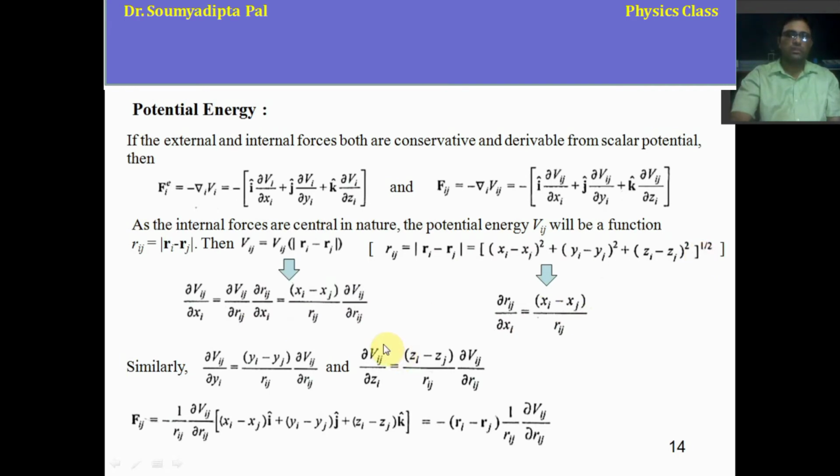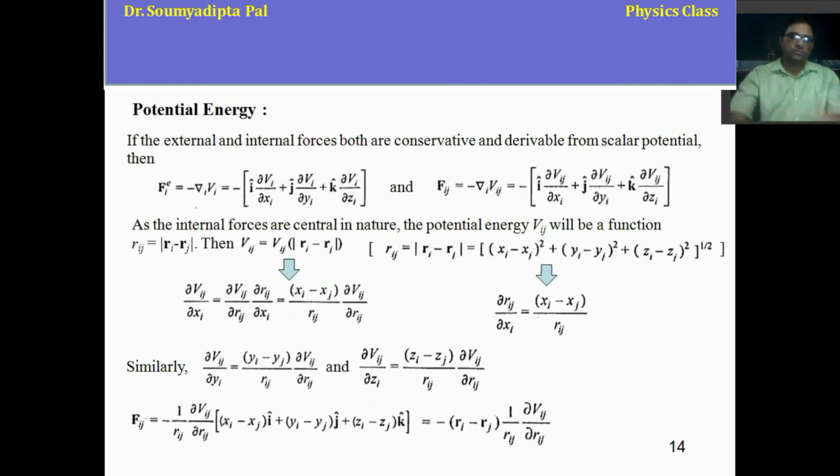So for a multivariable function, if we want to apply the derivative, we normally use the partial derivative, not the exact derivative. Similarly del Vij del Yi will be like this, and this is del Vij del Zi. So this is the gradient with respect to the ith point, from the ith particle side.